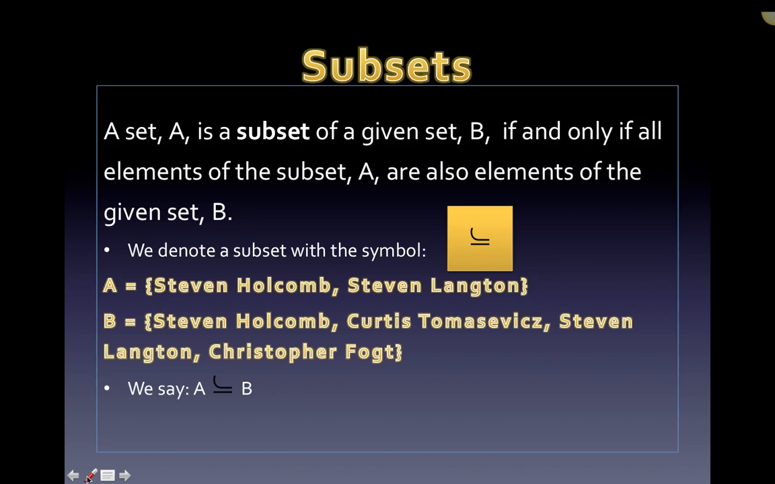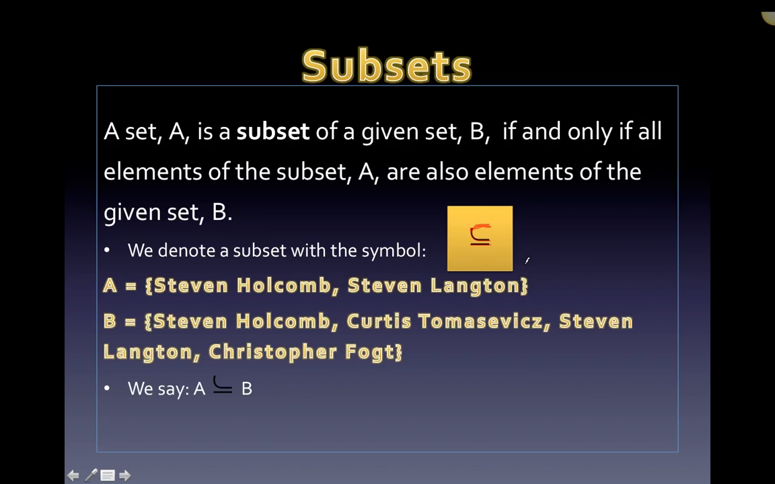And it didn't copy over the way I'd hoped, but I'm trying to get my pen to work here. A subset would look like a sideways U. Sorry about this. It would look like a sideways U with a line underneath it. That's how we denote a subset.